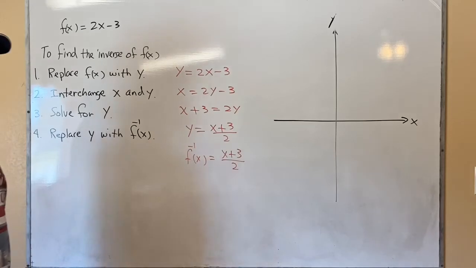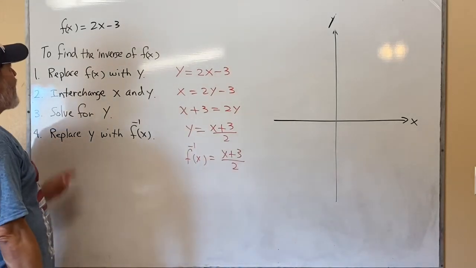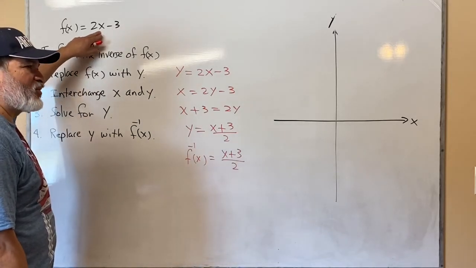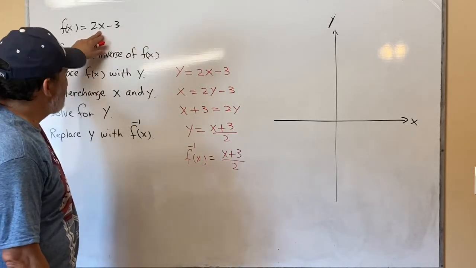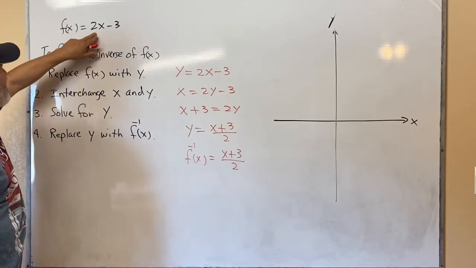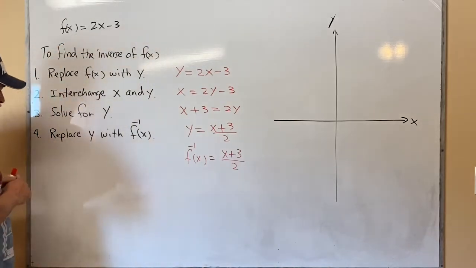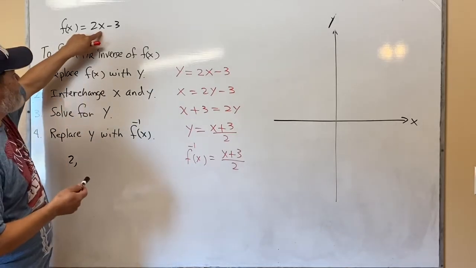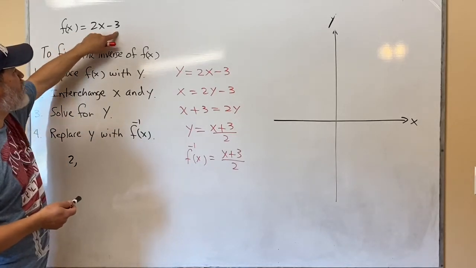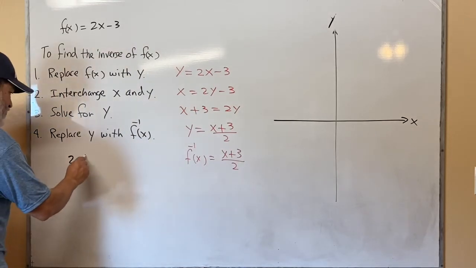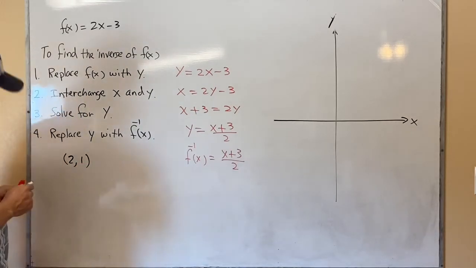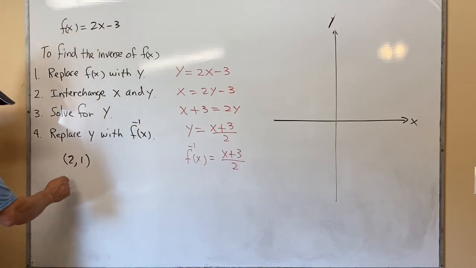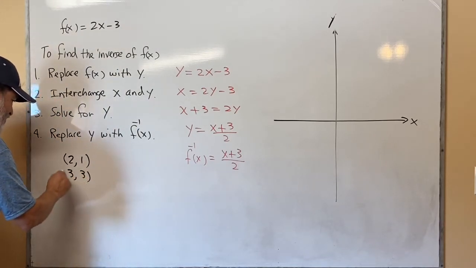Remember, I think I plugged in 1. No, I plugged in 2. Okay, anyways, let's plug in a few values. Watch this. Plug in 2. 2 times 2, 4 minus 3 is 1. 1 comes out. Plug in 3, and a 3 came out.